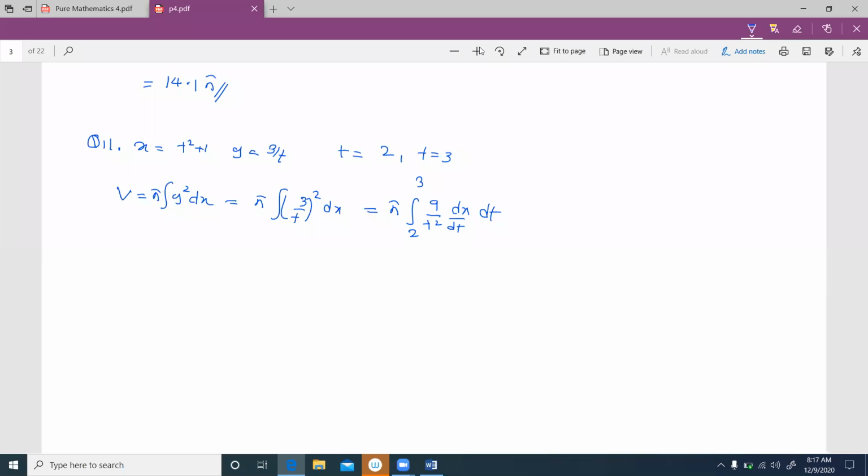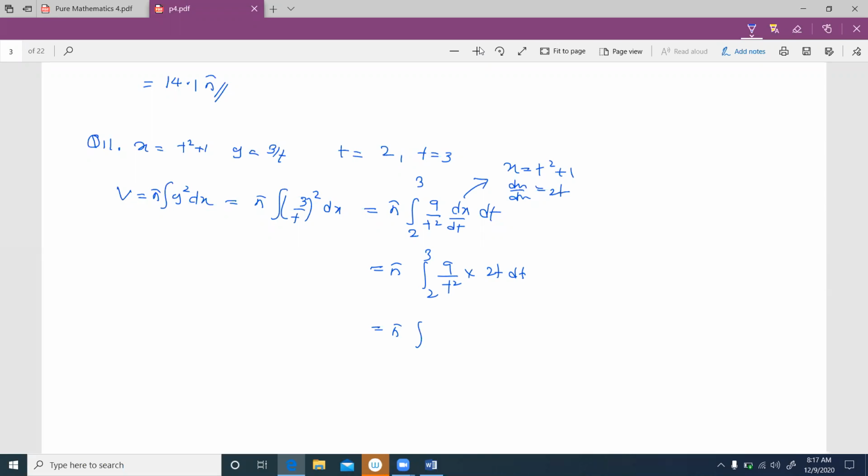Then how do you find this part of it? We know that x is t squared plus 1 over 2. Therefore, you can write dx over dt is equal to 2t. Then you can replace this in the equation: pi from 2 to 3, 9 over t squared into 2t dt. Then you can get the answer.